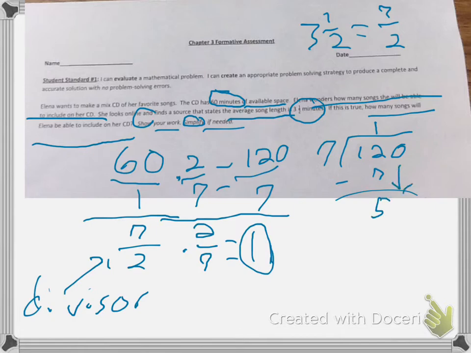But I can't split them up into 7 groups, so I need to regroup into ones. And now I have 51 ones split up into 7 groups. That would be 7 in each group. 7 times 7 is 49, so I would have 1 left over. So my exact quotient would be 17 and 1/7.